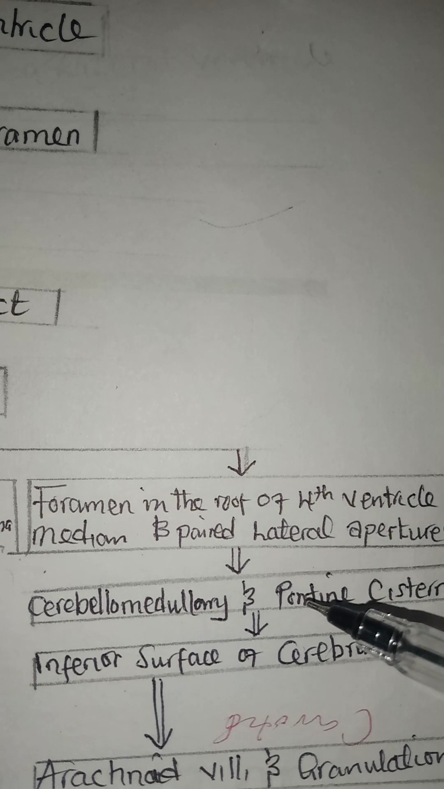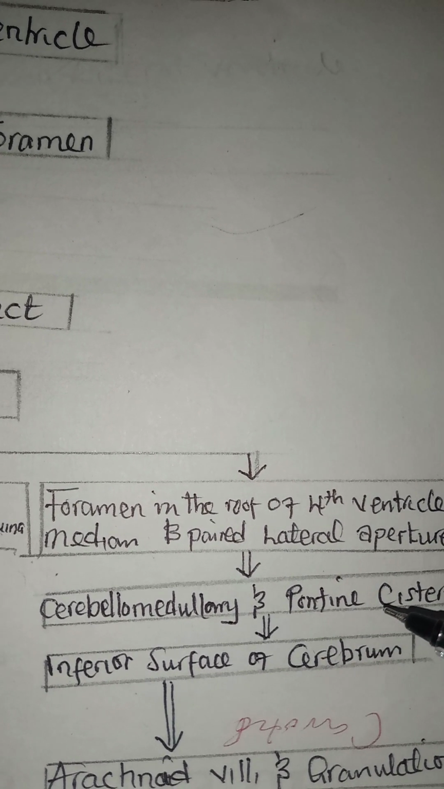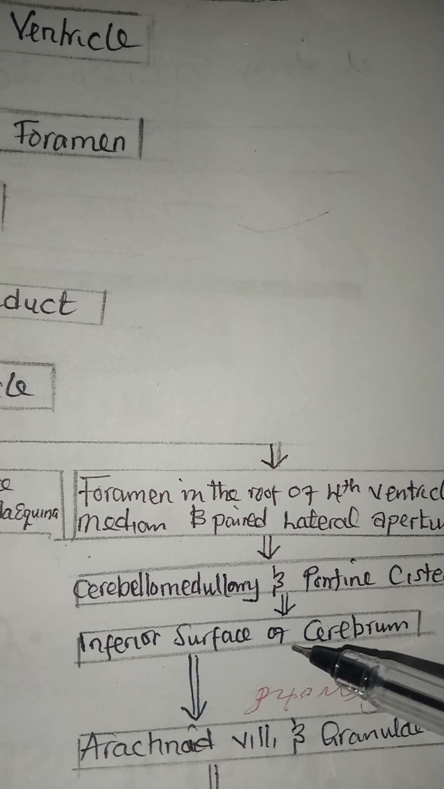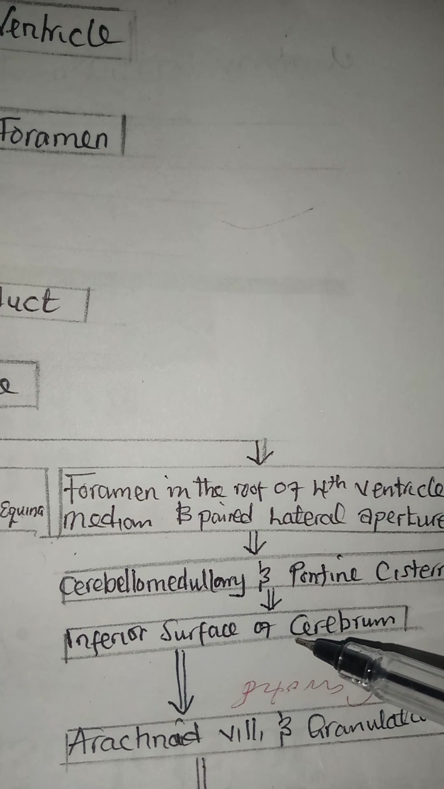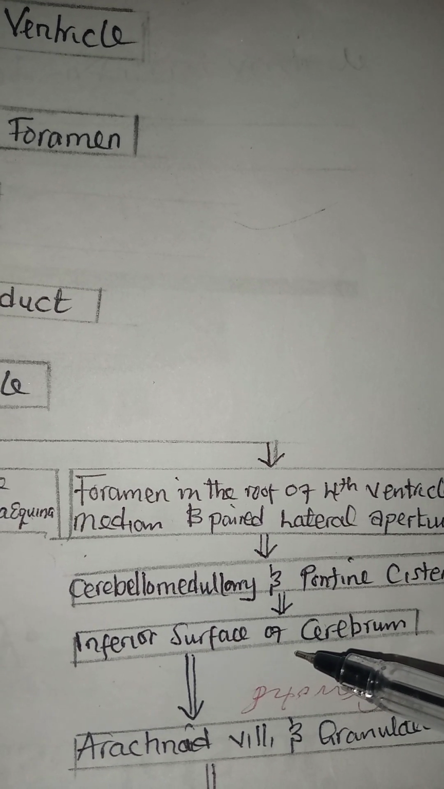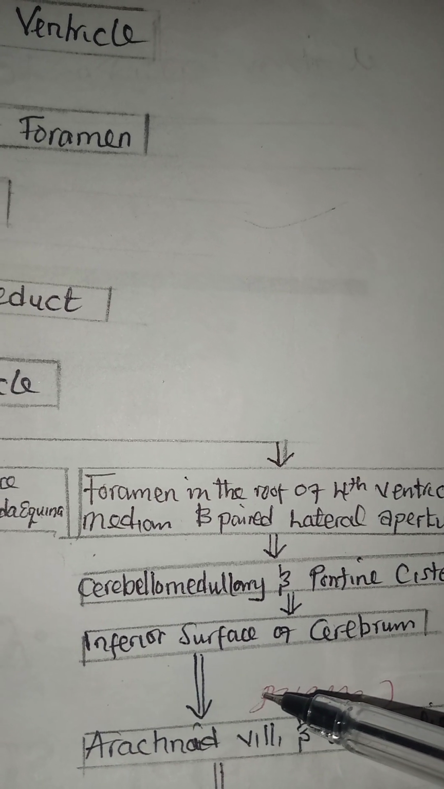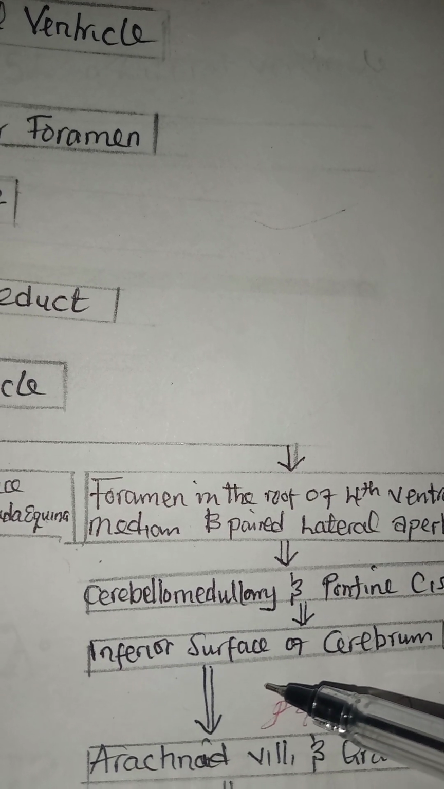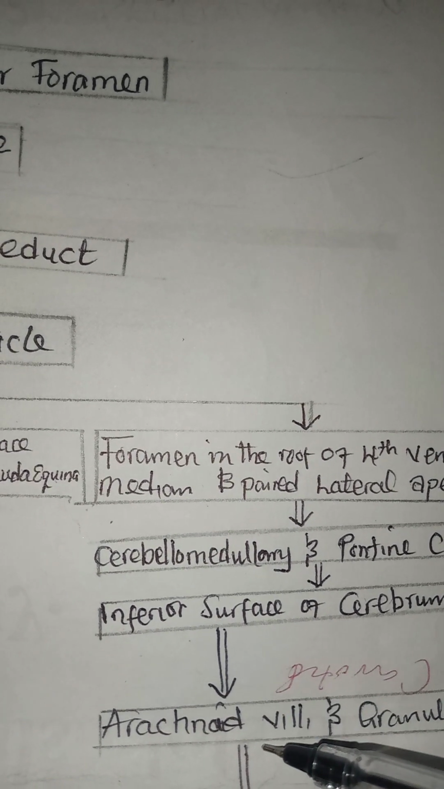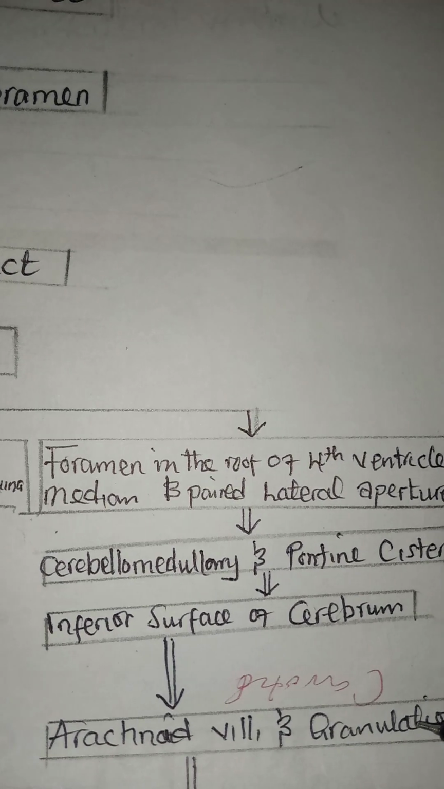Okay, so from the cerebellomedullary and the pontine cisterns, it then continues until it reaches the inferior surface of the cerebellum. Okay, so now from the inferior surface of the cerebellum, of course there will be some other structures where it's going to enter, but eventually it will end up in the arachnoid villi as well as the granulations.